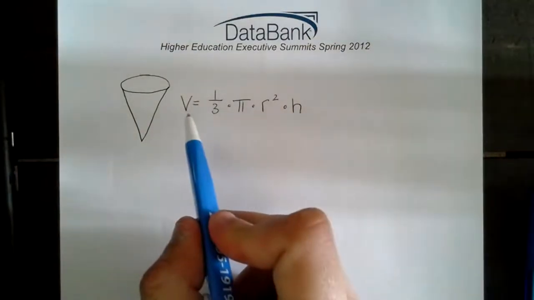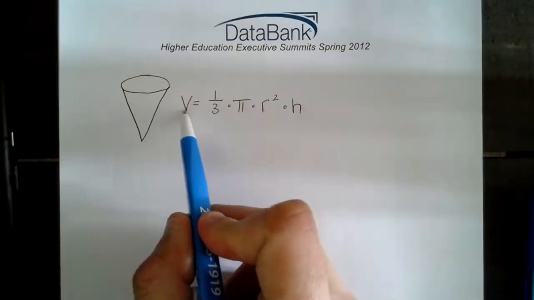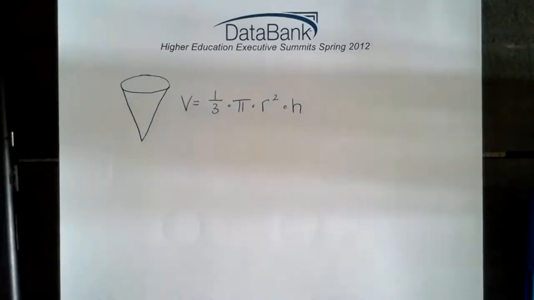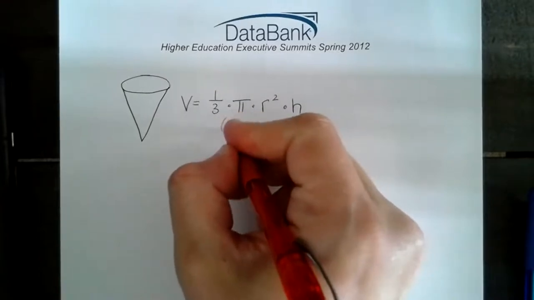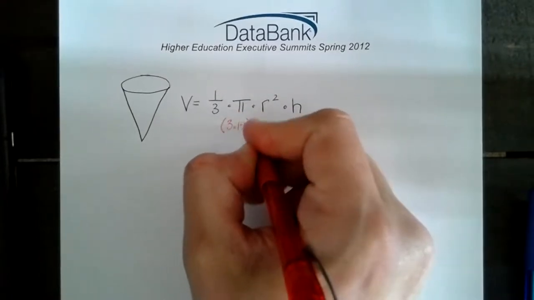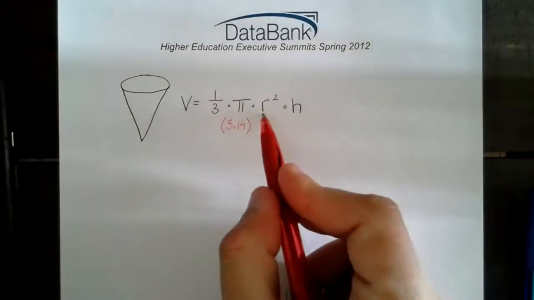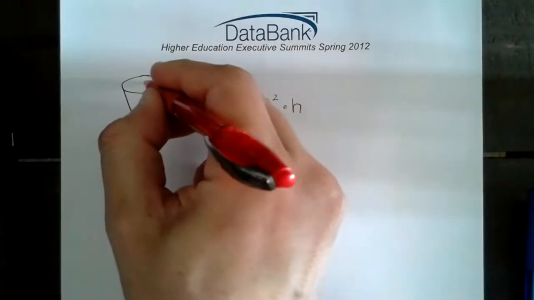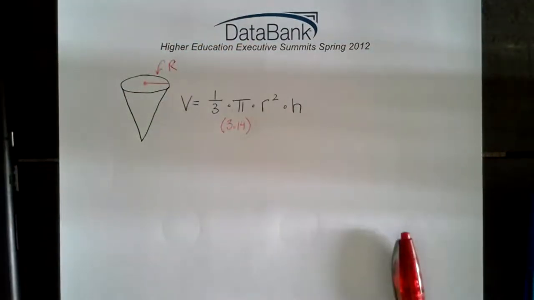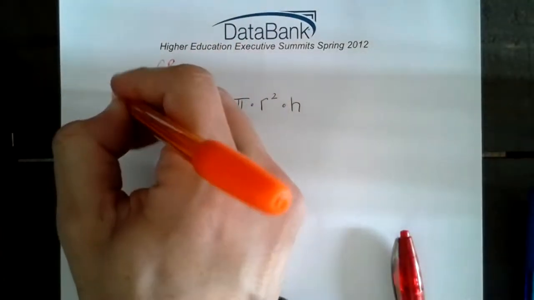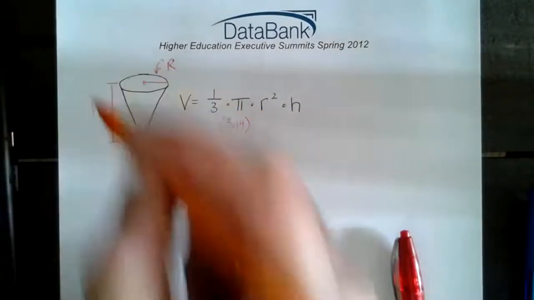Again, to define, just like in the beginning of this video, volume equals 1/3 times pi. Again, as a reminder, I'll use it in red this time. This could also be 3.14. Radius, we did talk about. Radius is the top circle halfway through. That's what R stands for. And then the height, again, the height would be the top of the cone to the bottom of the cone.